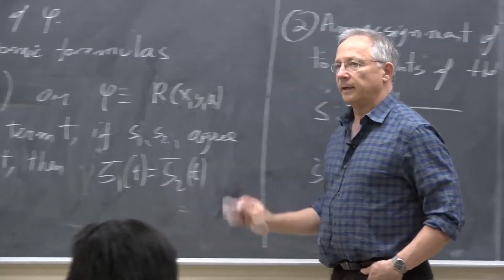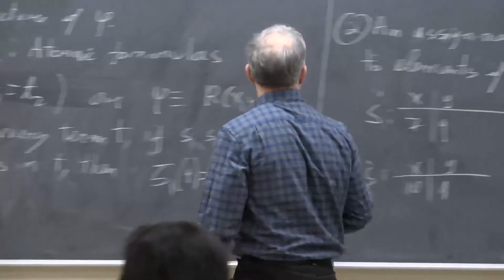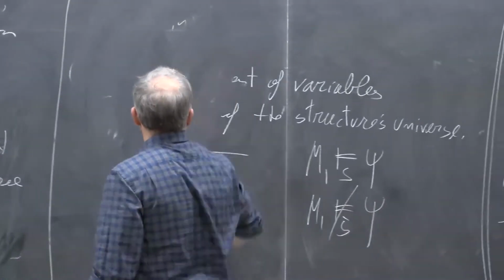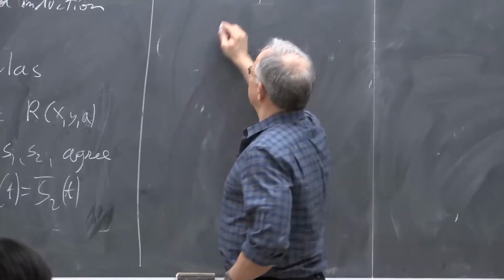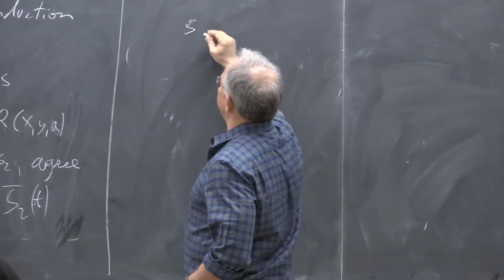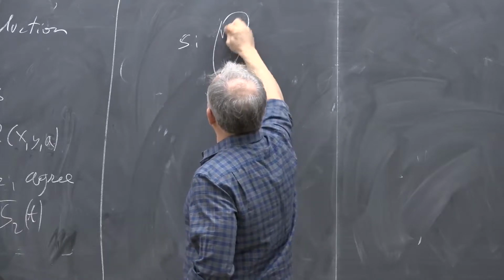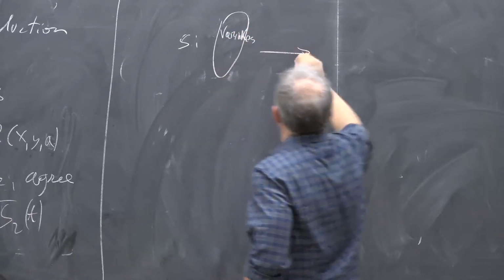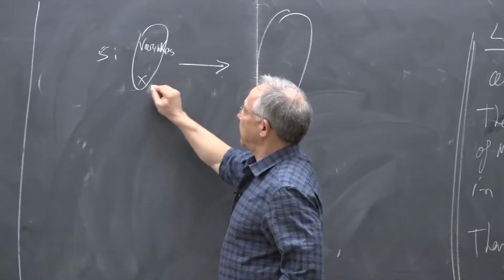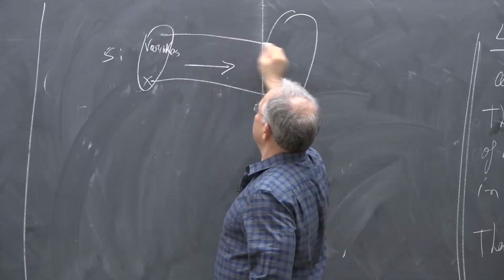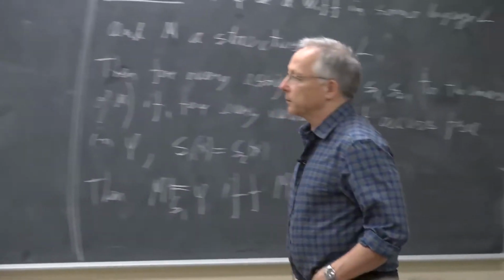So we have to just remember, what does it mean? The assignment, I'm assuming that it's something that you have seen last time, but let me just remind you. The assignment S is a function that takes the variables and maps them to members of the universe of the structure. So it can say X is going to be the number 3, Y is going to be the number 5, and so on.